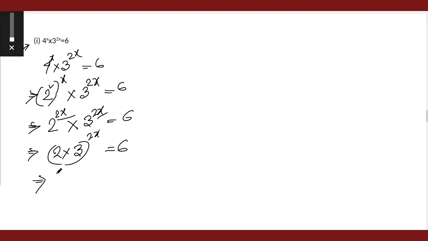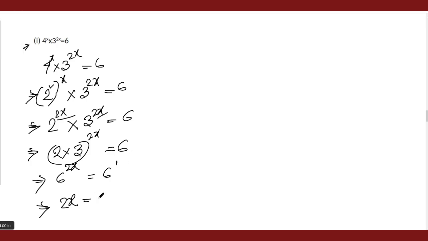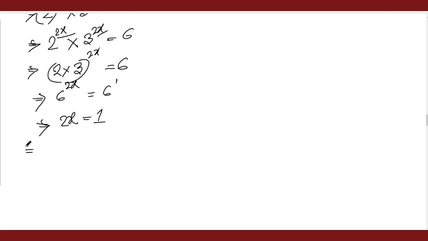So 2 multiplied by 3 will be 6, and we have power 2x is equal to 6. When from both sides we have the same bases, then the powers must be the same. Then we can write 2x is equal to 1, since 6 is 6 power 1, and finally we can write x is equal to 1 over 2, and this is our answer.